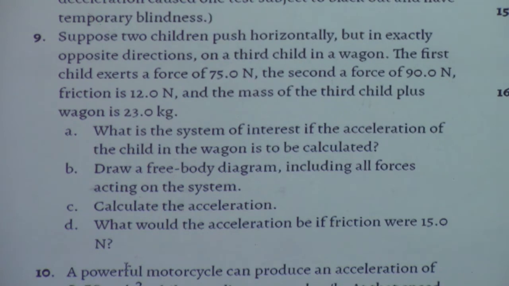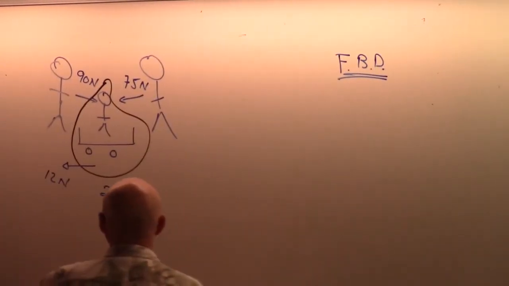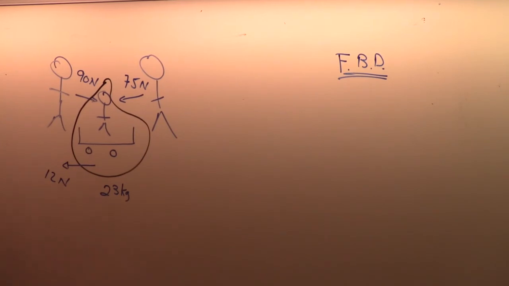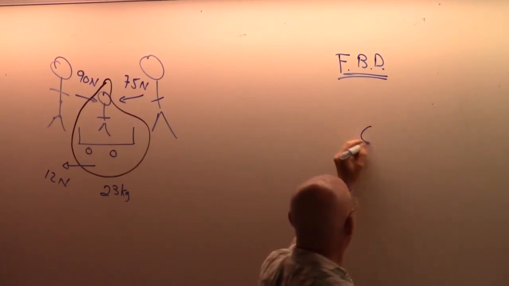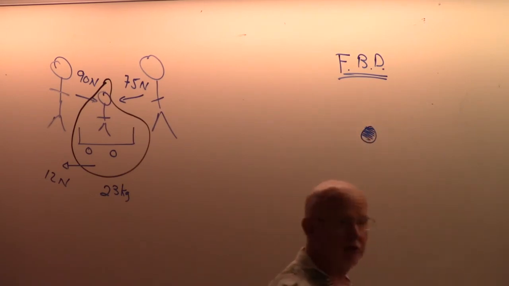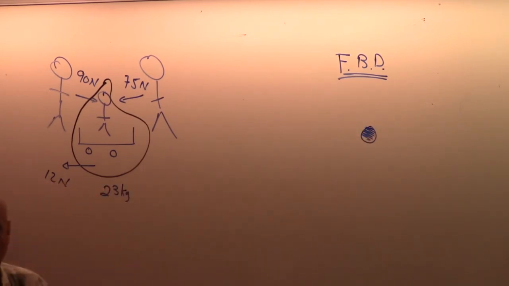Then it says, draw a free body diagram and include all the forces acting on the system. So that's my step 2. After you get a good physical picture of what's going on, usually I just keep it real simple. I don't even try to draw a child in a wagon. I just make a little dot and say, all right, what are the forces? Because remember, it doesn't matter where the forces came from. It's just a matter of knowing what they are and what direction they're going.